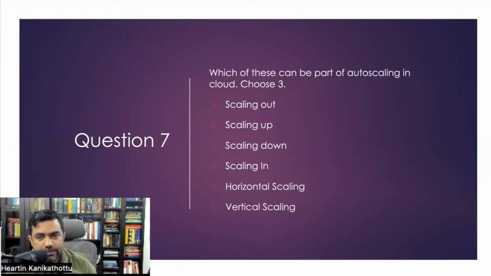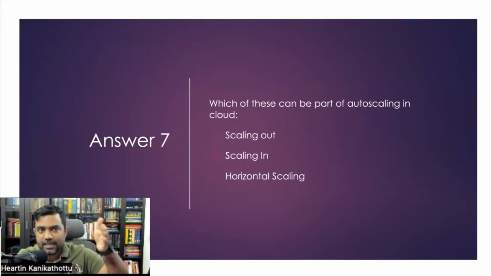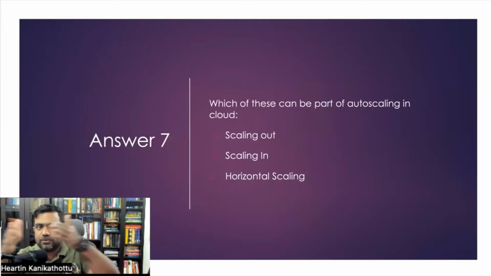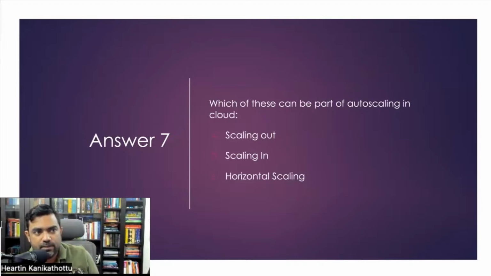And the final question. I need all of you to answer this based on your understanding. Which of these can be part of auto scaling in cloud? We learned that auto scaling is generally applicable for one of horizontal or vertical scaling. Which of these are part of auto scaling in cloud? Give 3 options. So it is scaling out, scaling in, and that is horizontal scaling. Clear?